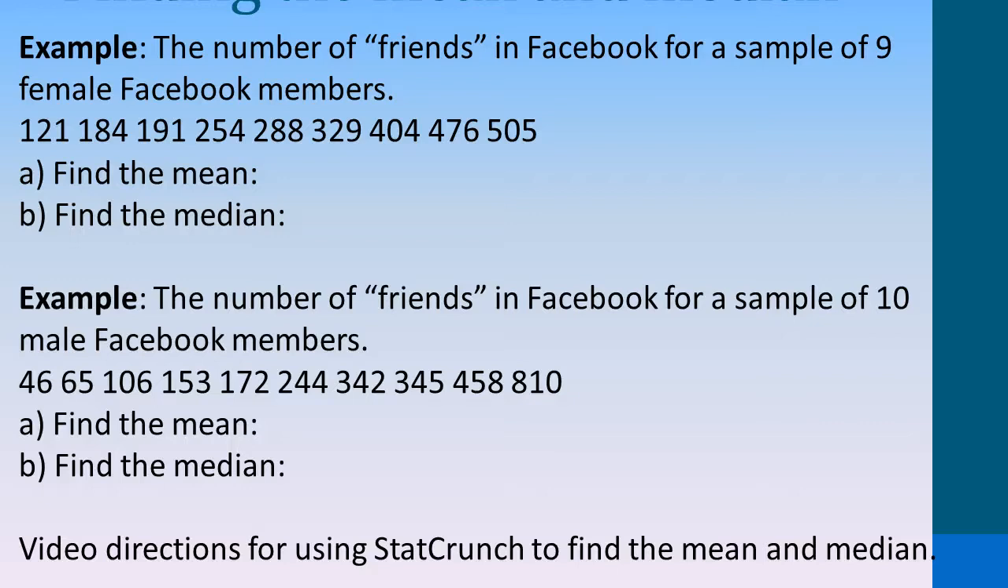Here we are going to look at some video directions for using StatCrunch to find the mean and the median for the female set of data, the sample of 9 female Facebook friends, and the male set of 10 male Facebook friends. So the first thing we want to do is open StatCrunch and manually enter these values in for the females and these values in for the males.